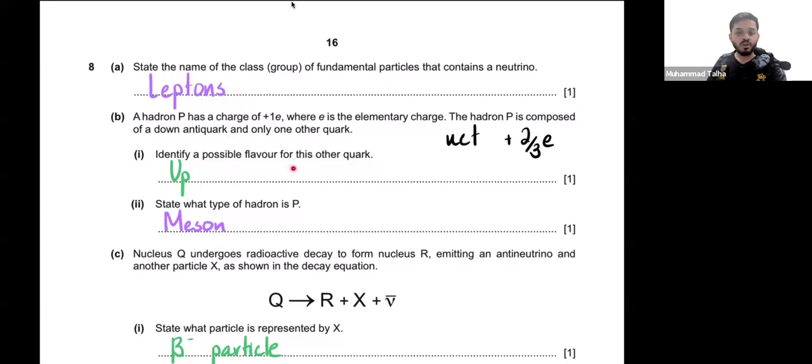Identify a possible flavor of this other quark. So if it's anti-down, I know that up, charm, top are positive 2 by 3e, which leaves out the others, which are down, strange, and bottom. These are negative 1 by 3e. So an anti-down would be the same charge, but positive. And for it to make the total charge plus 1, you need another 2/3. So you could write up or charm or top, right? So all of these would be correct answers.